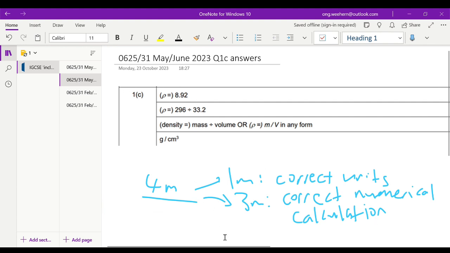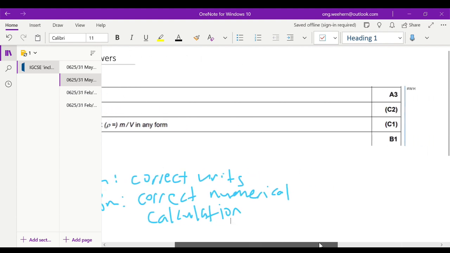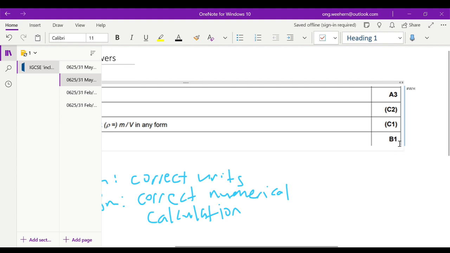So this is a mark scheme from Cambridge. Usually such questions will carry at least 2 marks. Usually 1 mark will go to the correct units and the remaining marks will go to the correct numerical calculation. If you notice, the units are given an independent mark, B1. Then for the numerical calculation, they have an A mark, which is the answer mark, and C is a calculation mark.